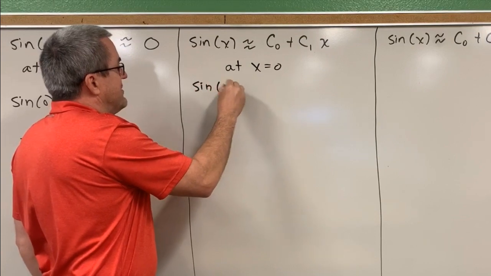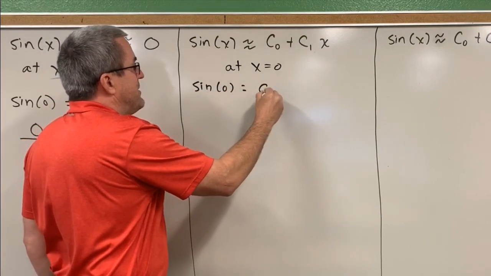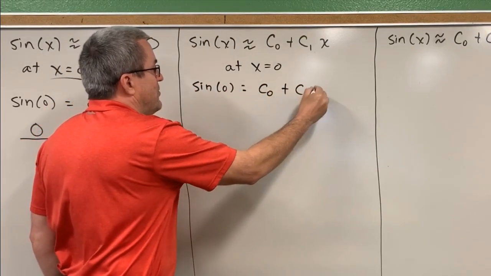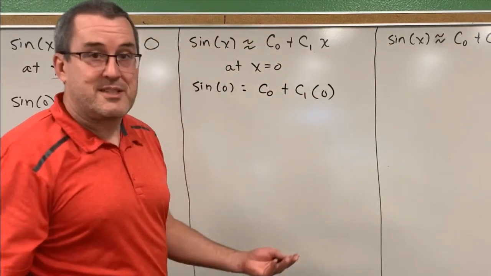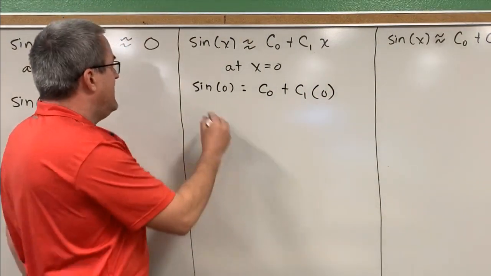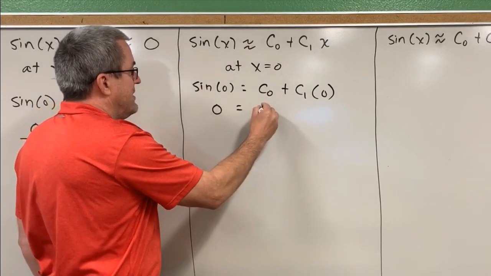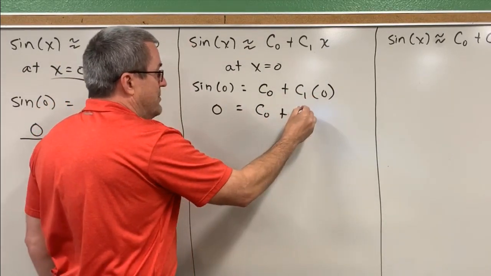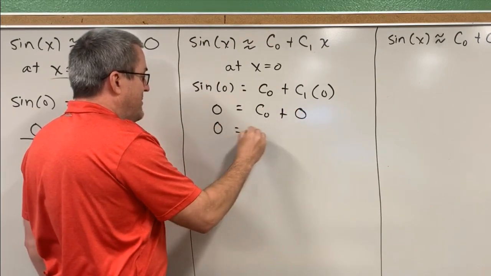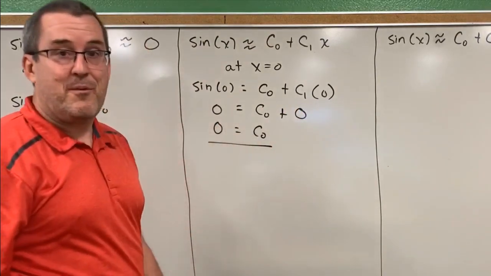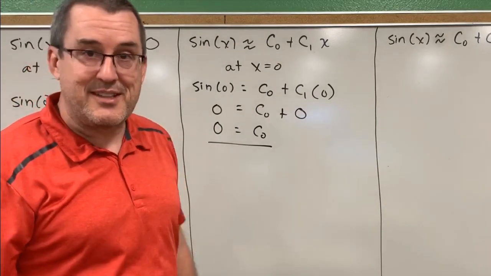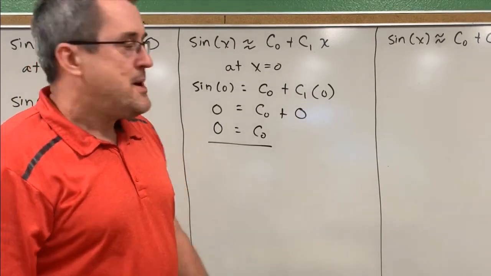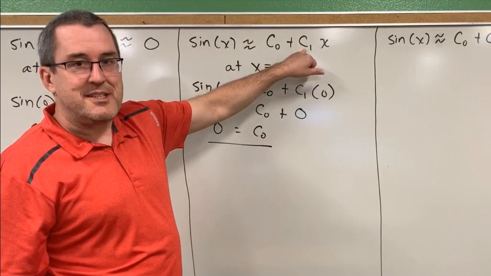If x equals 0, then the sine of 0 would be equal to c sub 0 plus c sub 1 times 0. Remember, we're saying at x equals 0. So sine of 0 is 0. C sub 1, a constant, times 0 will be 0. And so once again, we find that c sub 0 equals 0, which should not be surprising because we've already established that fact. But now let's talk about this constant c sub 1.